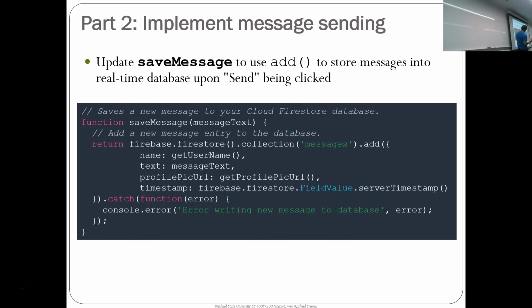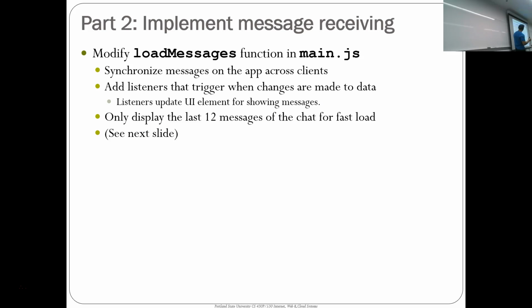And then the other thing you're going to do is load a message. So you're going to register a handler so that when the backend messages collection changes, it's going to update your UI. That's what the load messages does. It's basically adding front-end listeners that will trigger when that collection changes. And then it's programmed to display the last 12 messages of the chat for fast load. Okay, so the code is in the next slide.